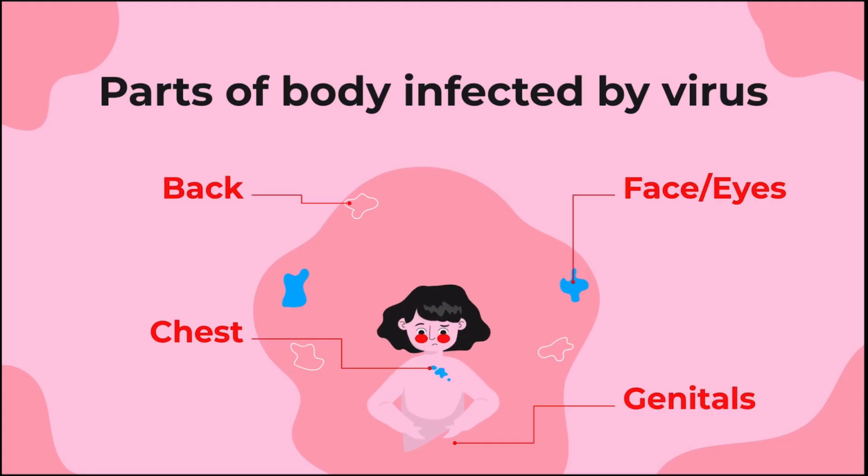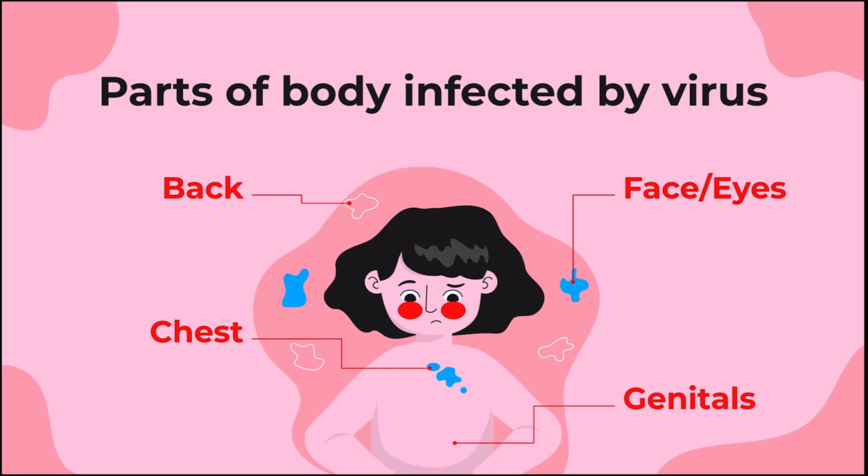VZV causes rashes that turn into itchy, fluid-filled blisters that eventually turn into scabs. The rash may first show up on the chest, back, and face, and then spread over the entire body, including inside the mouth, eyelids, or genital area.